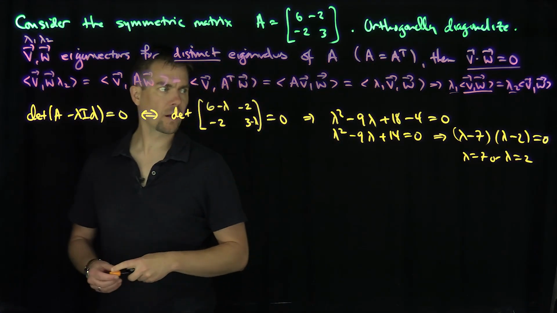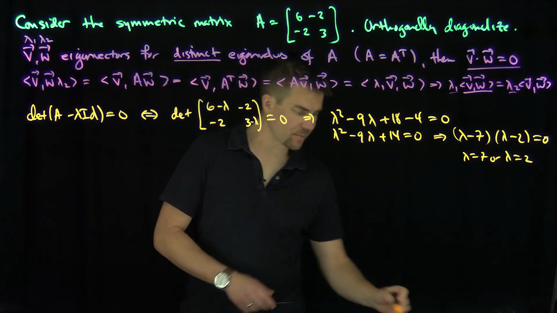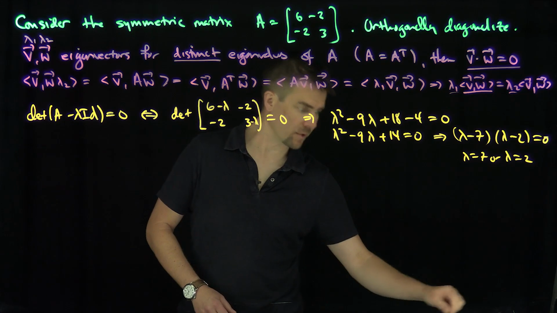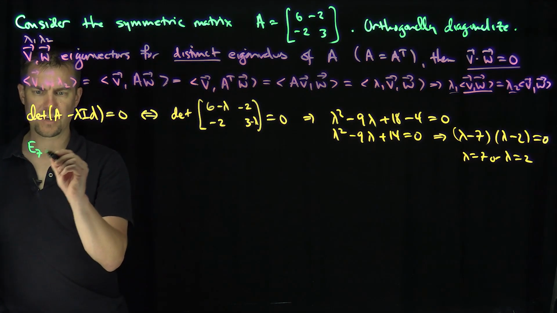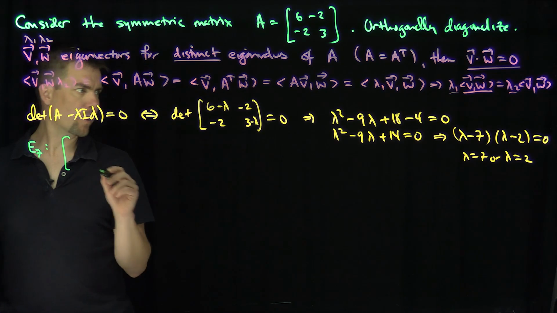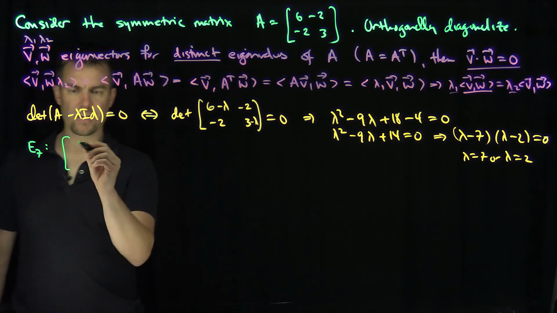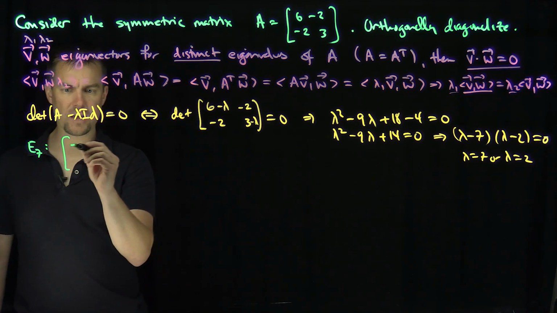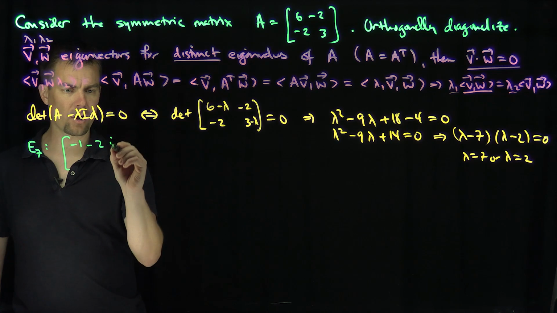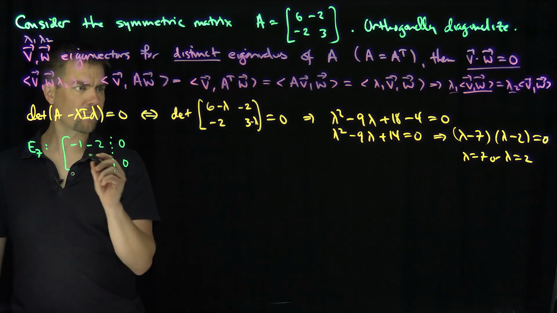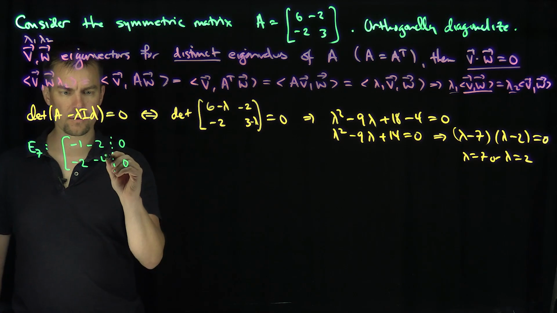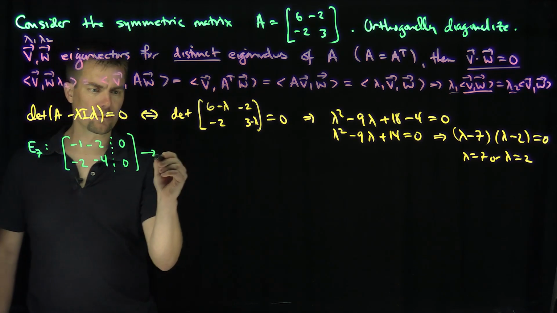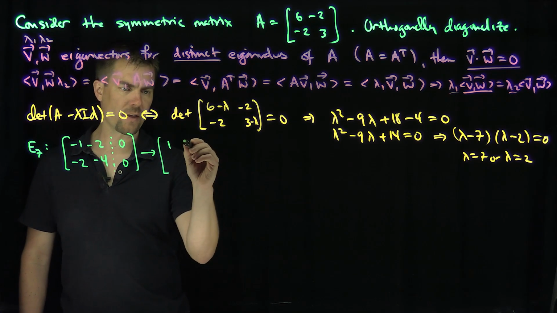Great. Now let's find the eigenspace that corresponds to 7 first. So let's look at the eigenspace E7. What equation is that? I'm going to subtract off 7, so 6 minus 7 is -1, -2, and I'll augment this with 0, 0. Down here we have -2, and plugging in 7, we have -4. This clearly row reduces to 1 and 2.